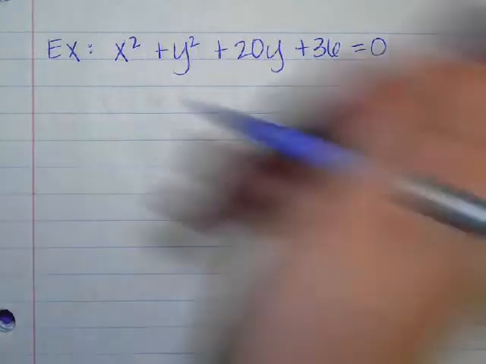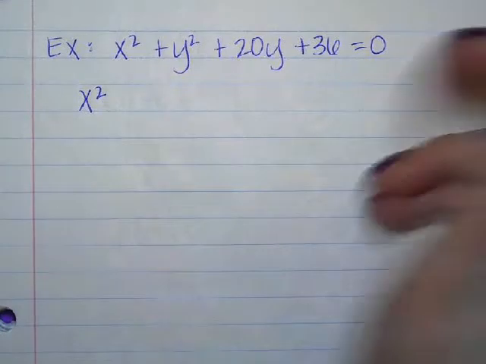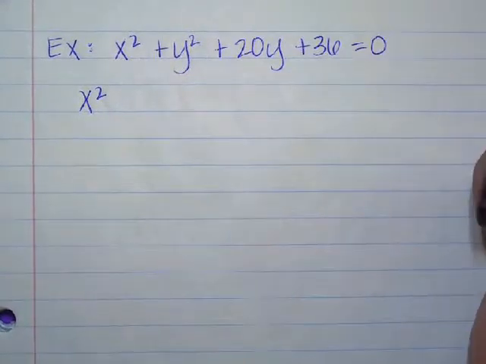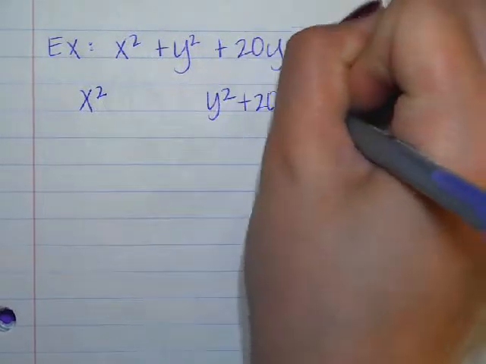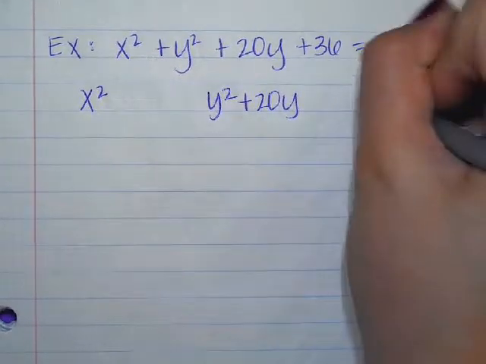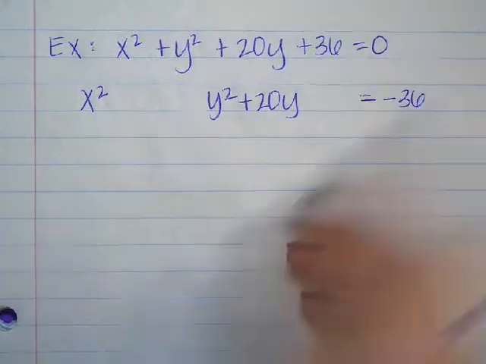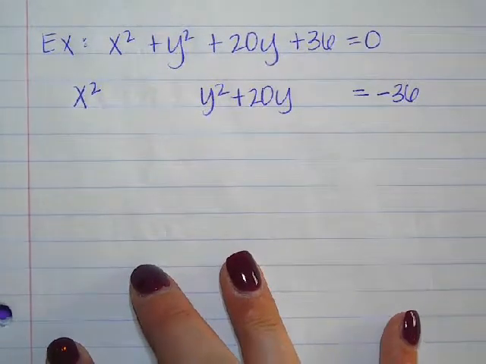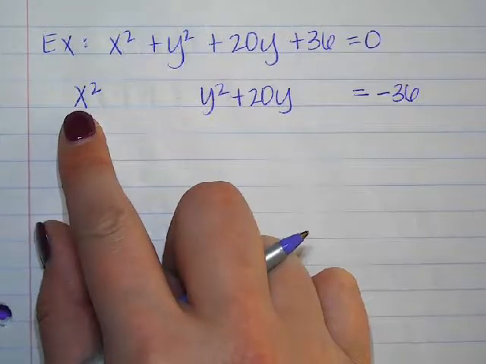You could, yeah. I'm still going to separate the x's and the y's. So I've got x squared, and then that's it for the x's. And then I've got y squared plus 20y, and then I'm leaving a space, equals negative 36. So we're going to ignore the x. We're just going to leave it there, call it good.